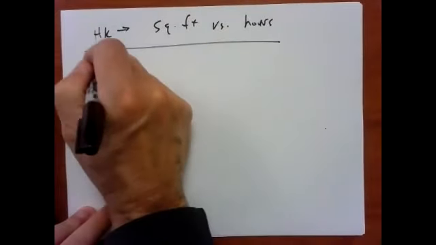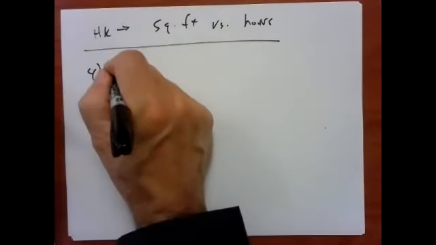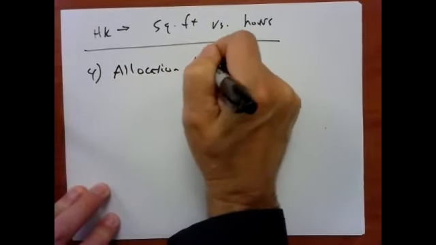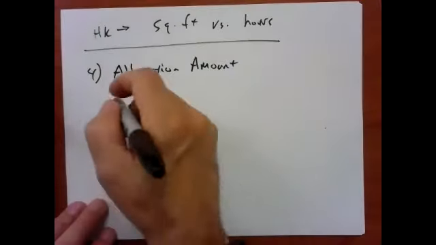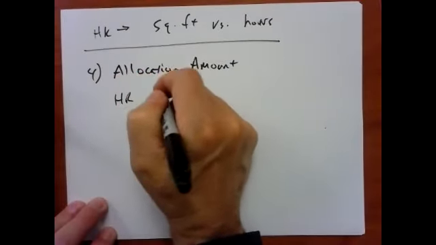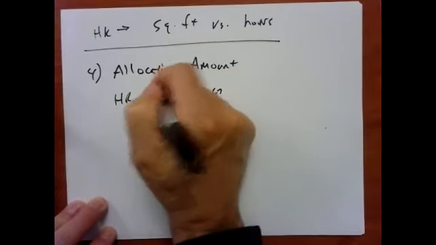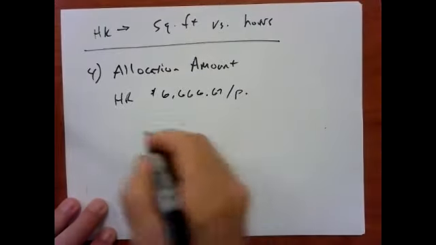So now step 4, keep going here. We've identified our cost pool, step 1. We've identified our cost driver, step 2. We've identified our allocation rate, step 3. And now we're going to calculate the allocation amount. And this is the last step. So let's go with our HR example. HR cost was going to be $6,666.67 per person, right? That's our allocation rate.